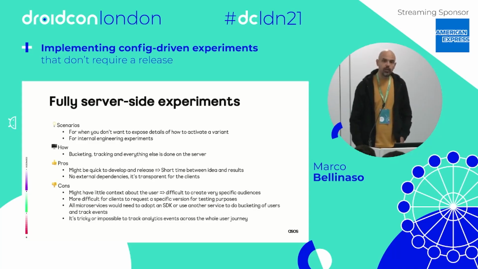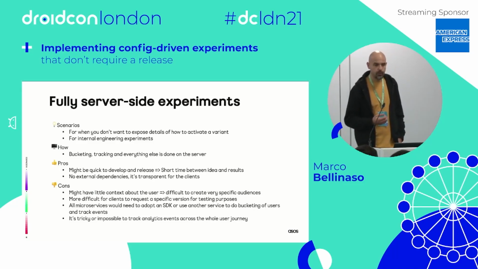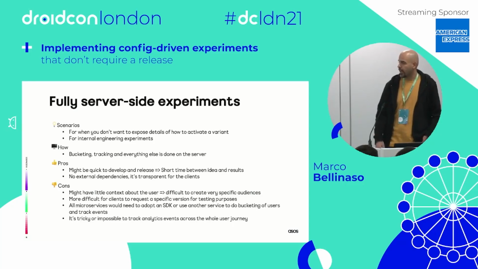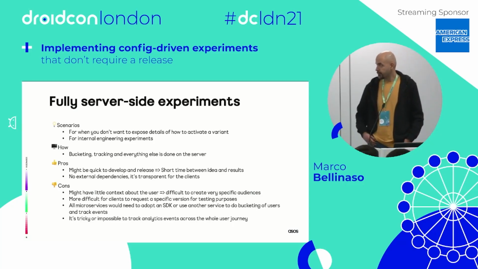Also, it's more difficult for the client app and for the QAs to test a specific variant, unless maybe there is a secret param that is only used by QAs to force a specific experience. But that means additional coding for both the client side and also for the backend to support it. So it's not usually the case that it is implemented.